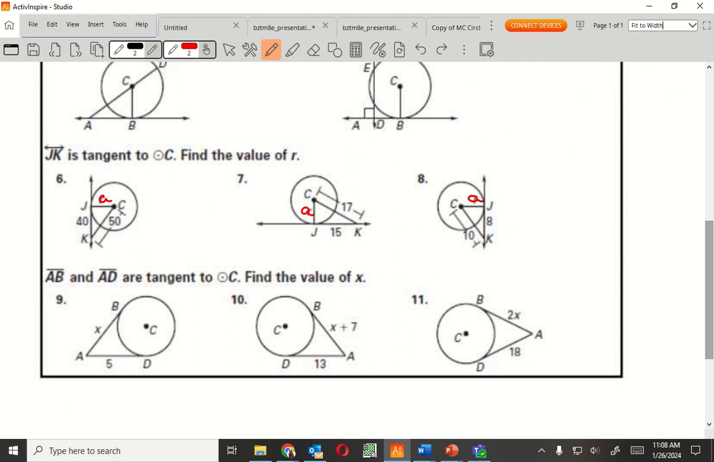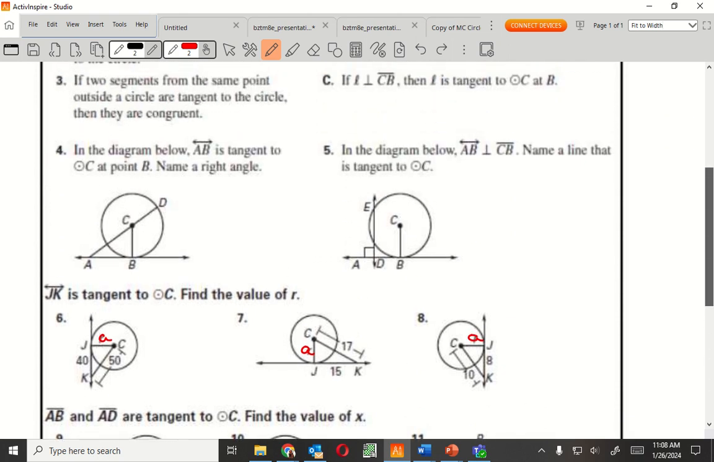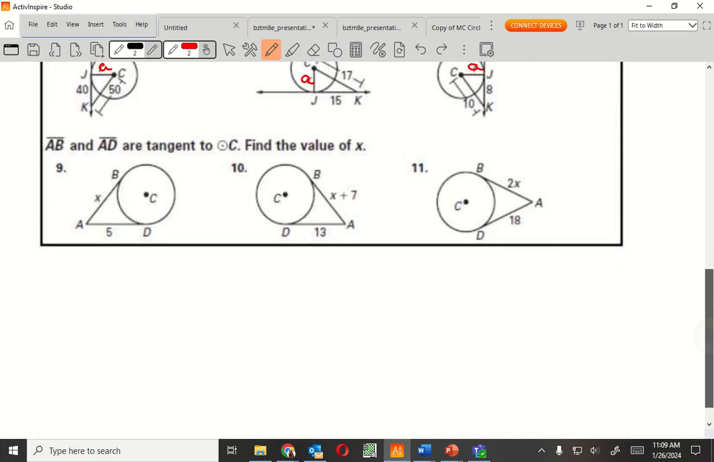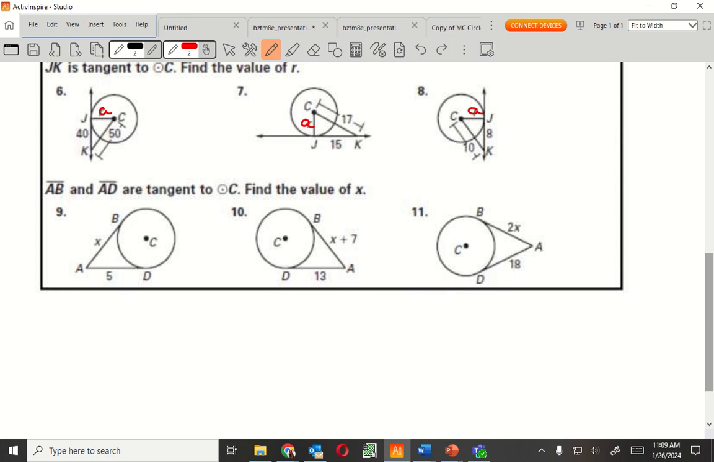So guess what? We just finished all the notes, so you can do all of them here, where 1 through 5 just has to do with the definitions and identifying the parts. Definitions, matching: 1, 2, and 3, you're going to match with one of these. 4 and 5, just name what you're going to do. And 9, 10, 11 are just like example 2 on the last thing that we started today.